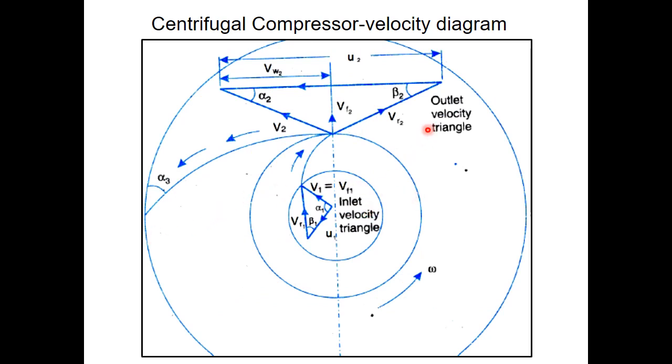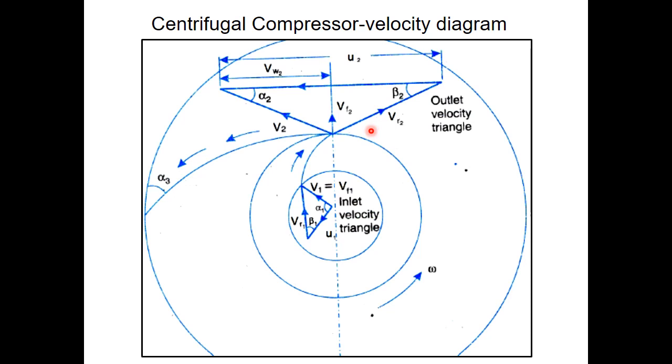Now here you can see the inlet velocity triangle and outlet velocity triangle of a centrifugal compressor. Here we are assuming the air enters radially. So you can see the angles alpha 1 and beta 1 over here. Alpha 1 is equal to 90 degrees, that is, we are assuming that the air enters radially, so the whirl component will be 0 and the absolute velocity, V1, will be equal to the flow component. There is no whirl component at inlet, so V1 will be equal to Vf1.